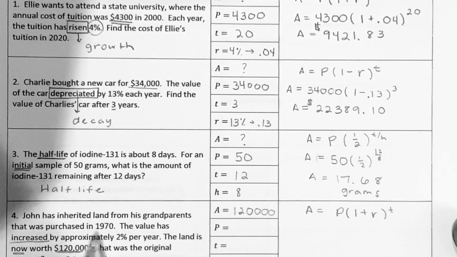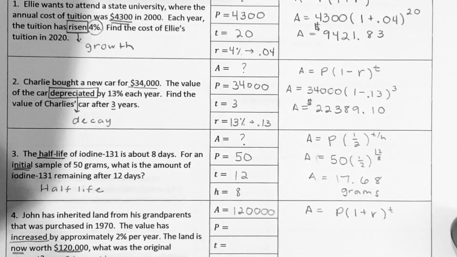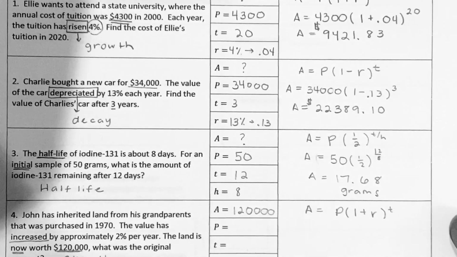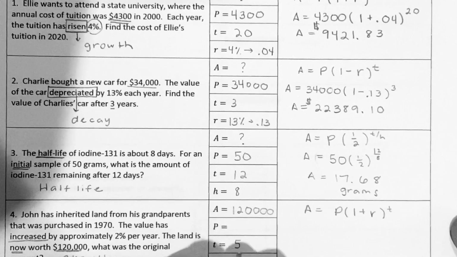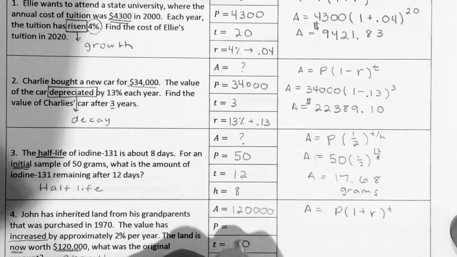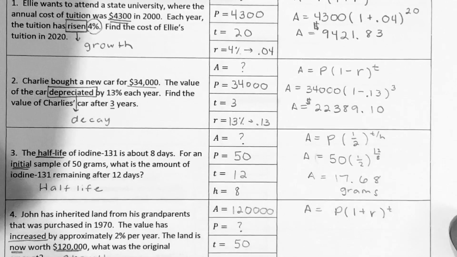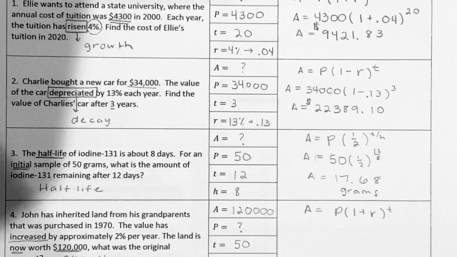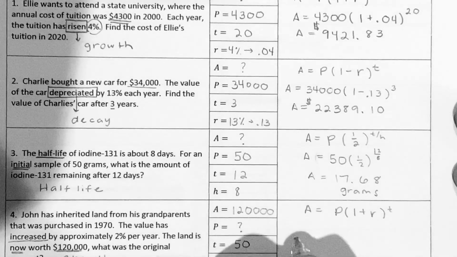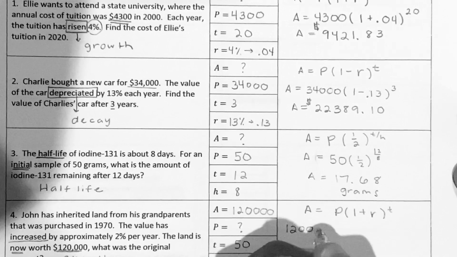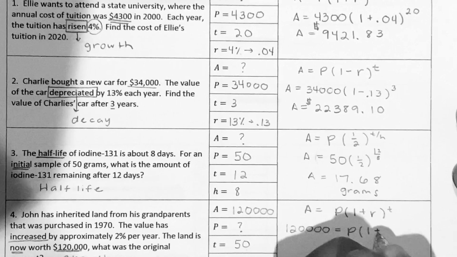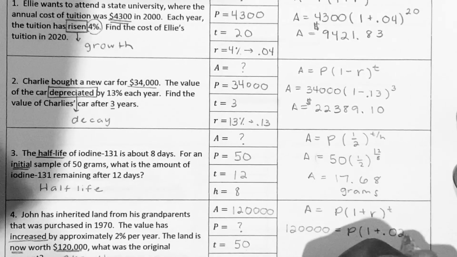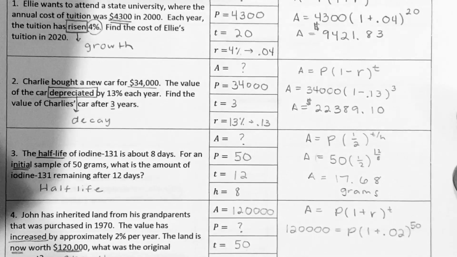The time, it was purchased in 1970. We're going to assume that we're talking about right now. It's 2020, so 1970 to 2020 is 50 years. And then P is what's missing. Remember, you're always going to have one thing that you're going to be solving for. So P is what we're solving for. So A is 120,000 equals P, that's what we're going to be solving for, times (1 plus 0.02) raised to the 50.